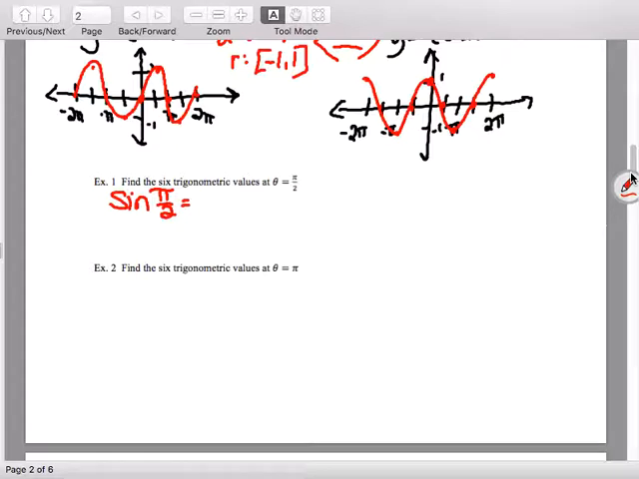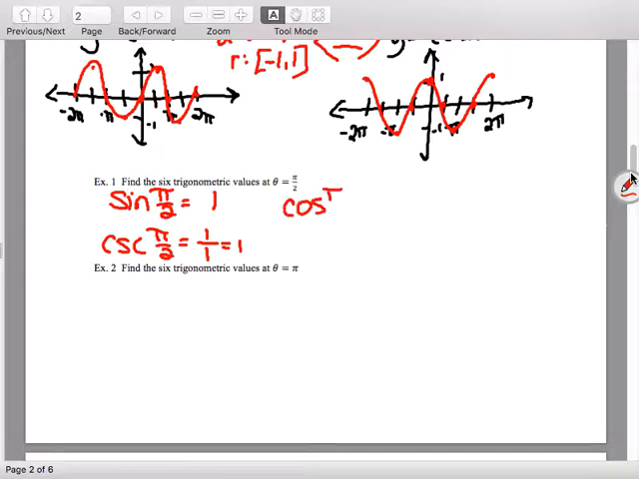Sine of pi over 2 is 1, right? So then, if you want to do the reciprocal, cosecant, it is 1 over 1, which is just 1.